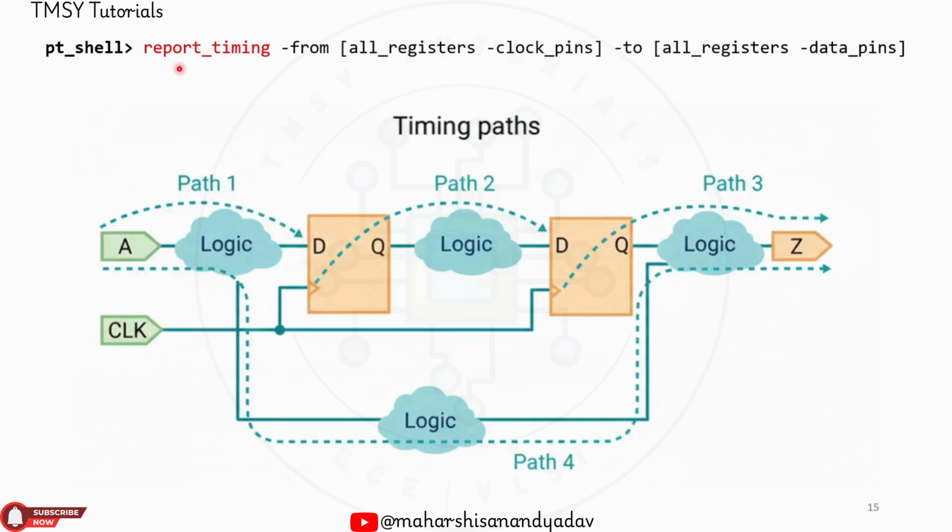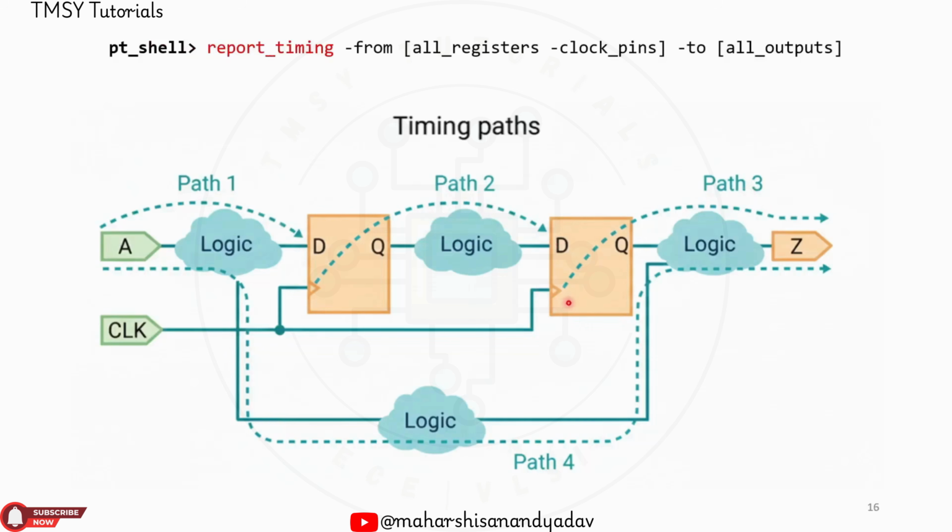Next, coming to path number 2, report_timing -from. So this is all registers, but this is clock pin. So that's why -clock pin to all registers data pins. This is clock pin, this is data pin, this is the starting point, this is the ending point. So start point is from, end point is to. So report_timing -from all registers -clock pins to all registers data pins. So this is the command for path 2.